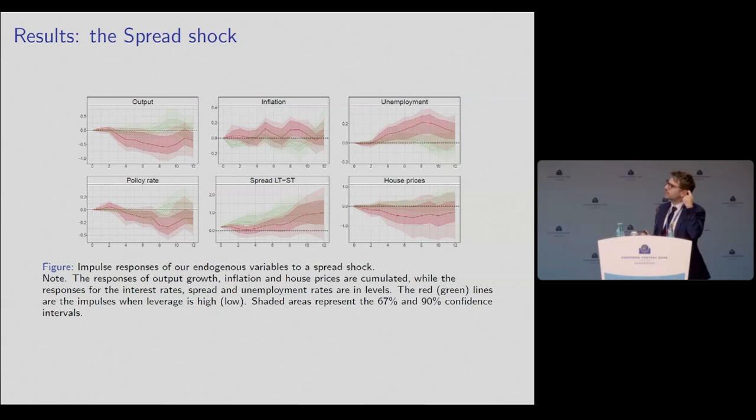This type of nonlinear effect is also found, for example, in another paper that we have, more on the US. What we can see, considering the different economies, is that the nonlinearity on the housing shock is pretty constant across the different estimations, whereas for the spread shock, it can depend a bit on the economy that we are considering.